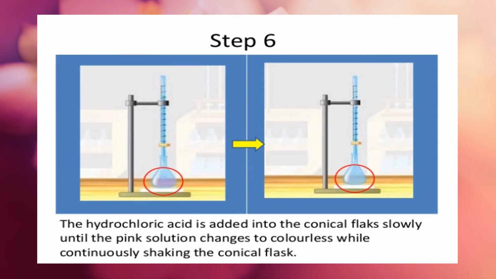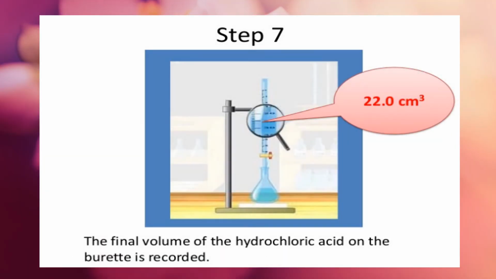Acid is then added to the alkali carefully, a small amount at a time. When the alkali has just neutralized the acid, the indicator changes color. This is called neutral point, or end point. The conical flask now contains salt and water. Now record the final volume of the hydrochloric acid.